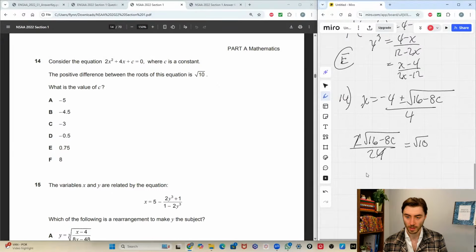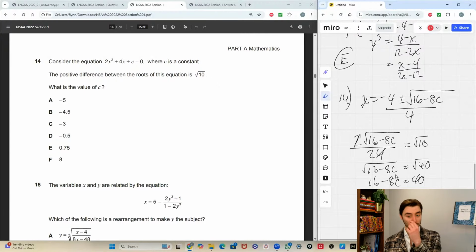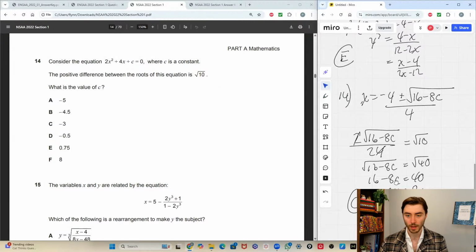Cancels 2. Root of 16 minus 8c is going to be root 40. I'll explain. So 16 minus 8c equals 40. So subtract that across. No sign errors now. That's minus 24 is equal to 8c. So c is equal to minus 3, which is c. Split time.